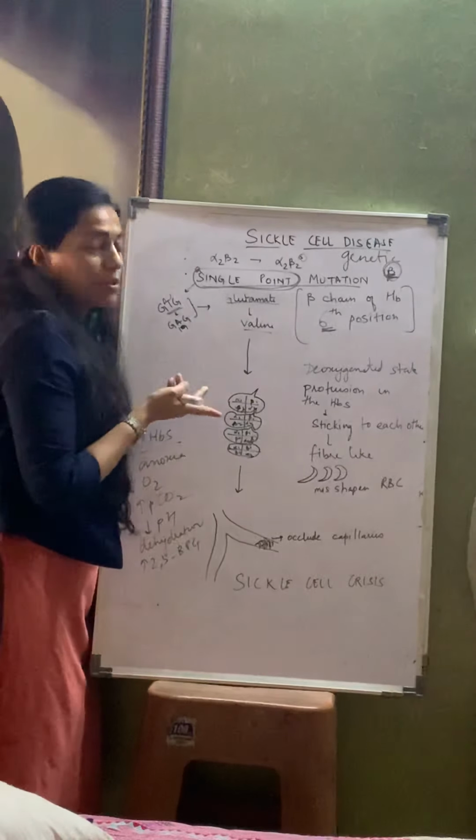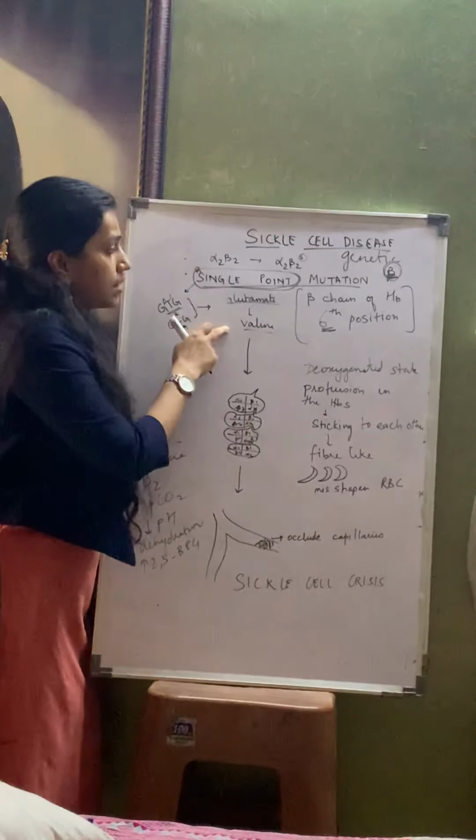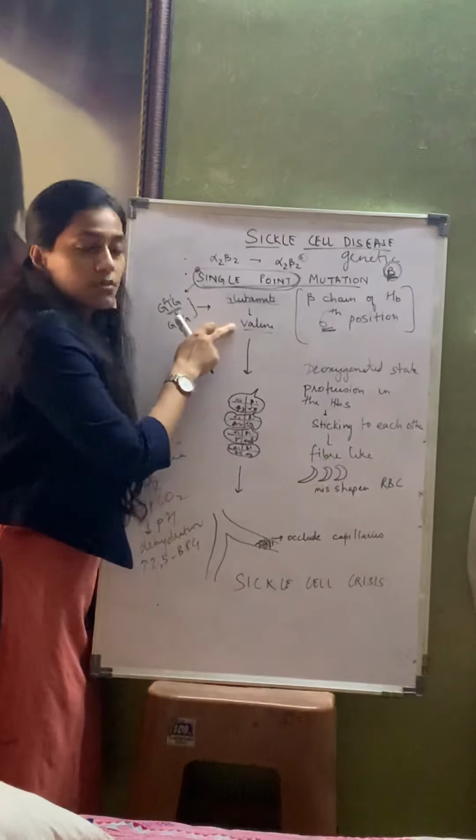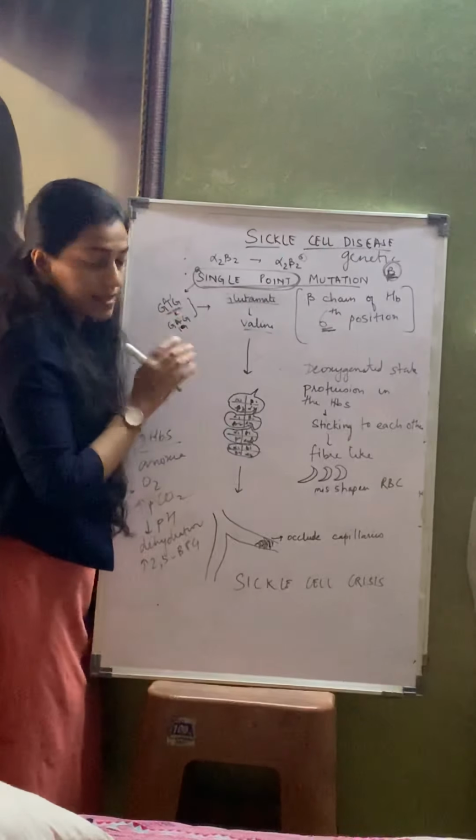So when both the globin chains are mutated, where glutamate gets mutated to valine, it results in sickle cell disease.